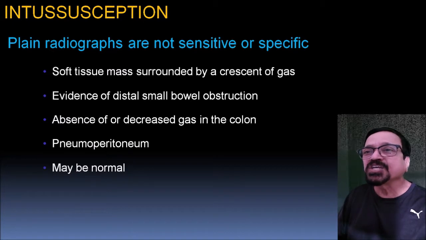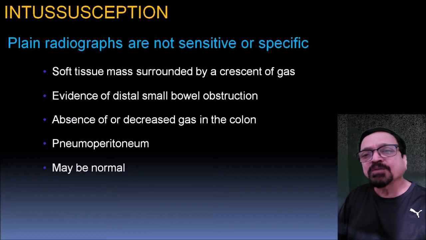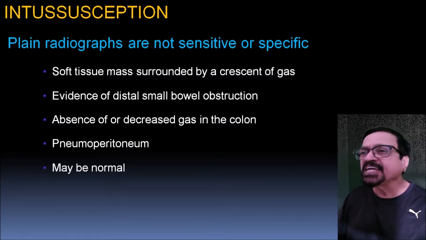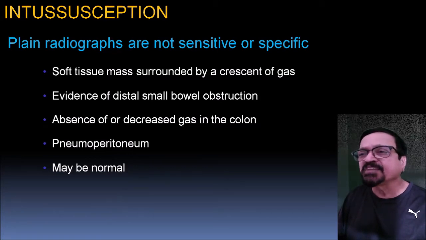So this is a common clinical presentation where the clinician suspects it. Now, plain radiographs are not sensitive or specific. It may be normal, it may not be normal. Now what it will show is soft tissue mass around a crescent of gas, then evidence of distal small bowel obstruction will be there, but this again is not a very common finding.